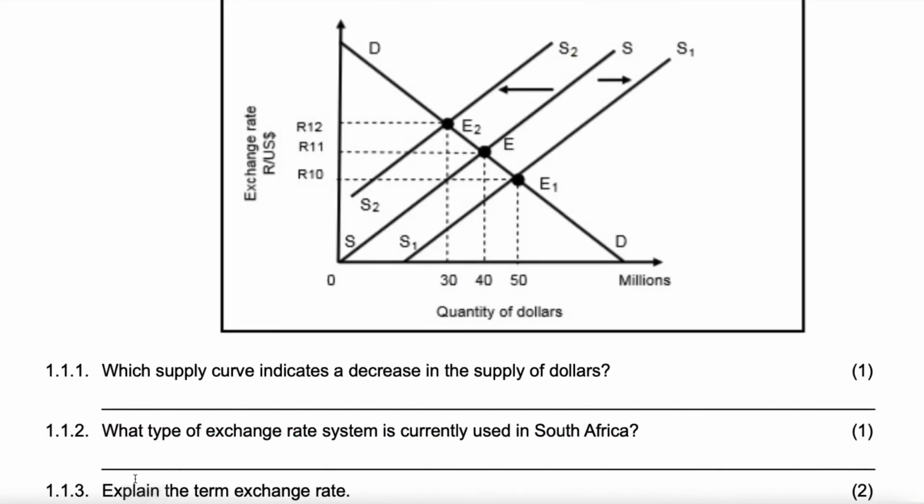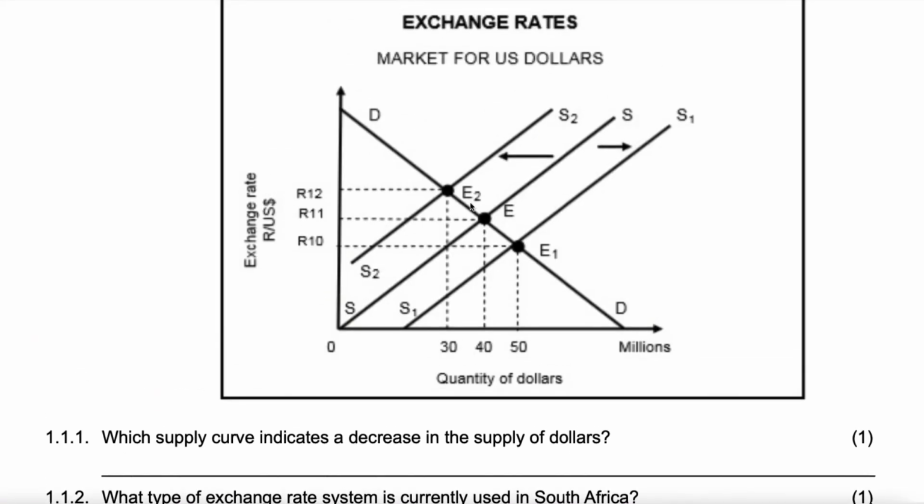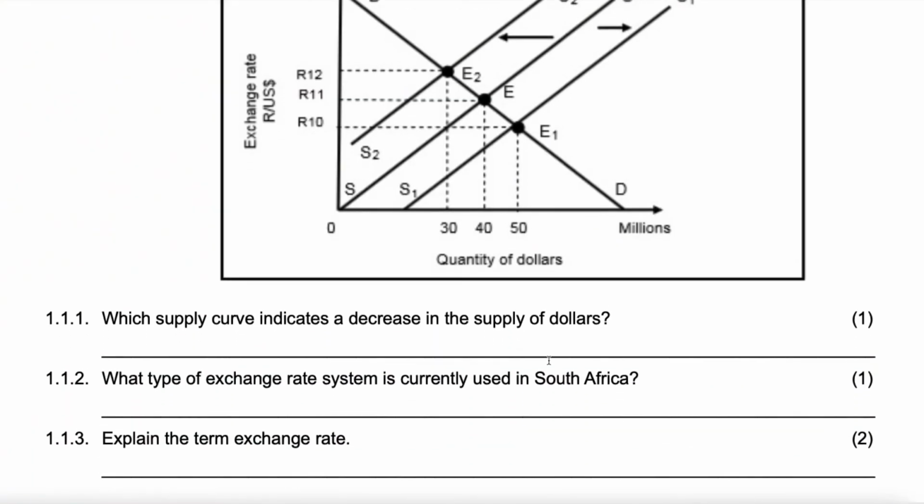Number 2, what type of exchange rate system is currently used in South Africa? Well, South Africa uses this kind of exchange rate system. So we call this a free-floating exchange rate system, where forces of demand and supply are the ones that determine the value of our currency in relation to other currencies. So it's called a free-floating.